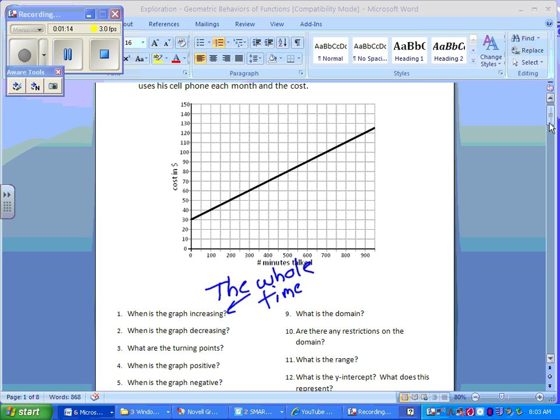I want you writing this down. Some of these questions we're going to answer are going to say yes. Some of it's going to be no. Some of it is going to be never. It all depends on the type of function we're talking about.